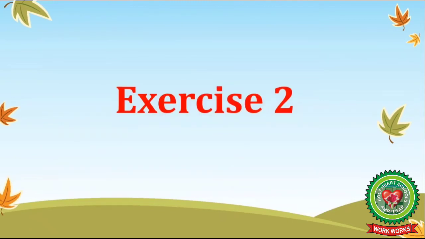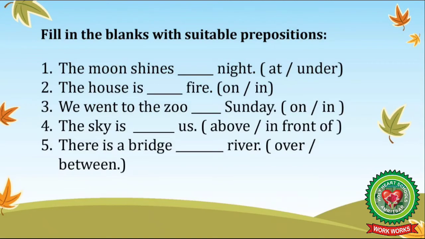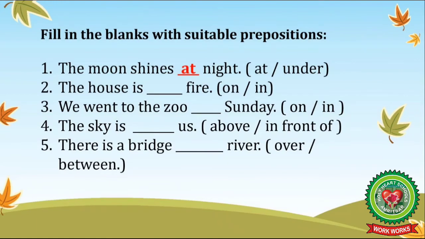Now here comes exercise 2. In this exercise, you have a few options. Now you have to fill in the blanks with the suitable prepositions. Number 1. The moon shines dash night, and the options are at, under. Now let's check the answer. At. The moon shines at night.